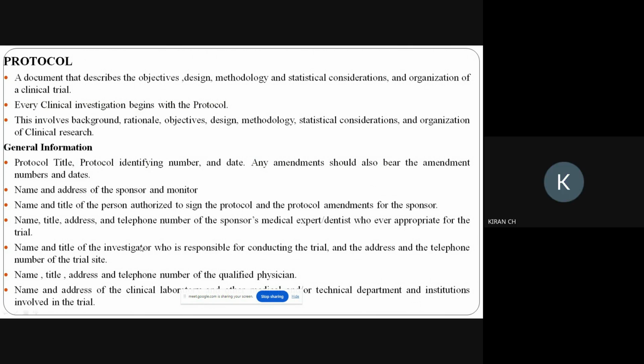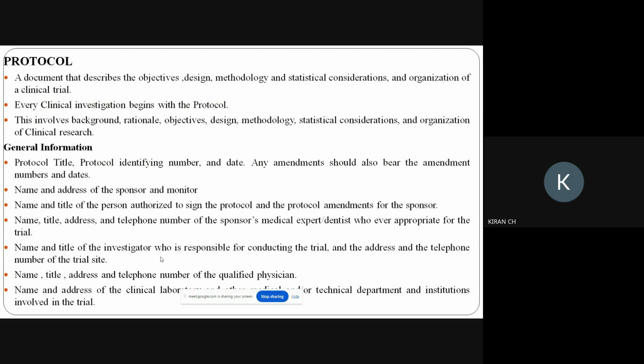Next, name, title, address, and telephone number of the sponsor's medical expert or dentist, whoever appropriate for the trial. So here, from the sponsor side and from the CRO side, we'll have one medical expert. Their main responsibility is, whenever we are conducting a new study, that medical expert will check everything, whether we can do this trial, or whether it is feasible to do with this product, is this product safe, because only medical people will know about those products and how safe it is for the patients, right?